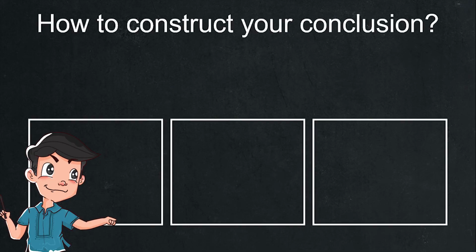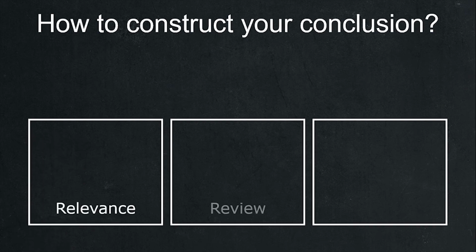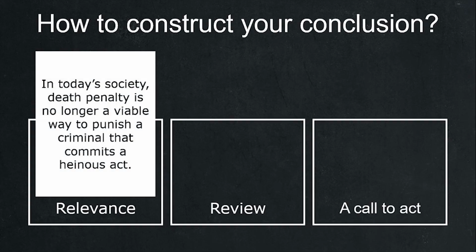In every argumentative essay, there are 3 main parts of the conclusion. We have relevance, review, and a call to act. Relevance repeats the importance of your topic. For example, in today's society, death penalty is no longer a viable way to punish a criminal that commits a heinous act.